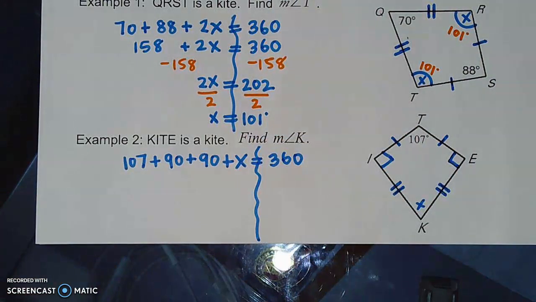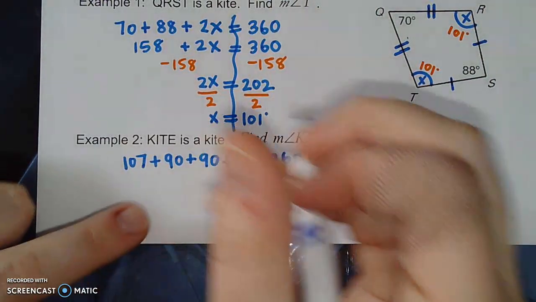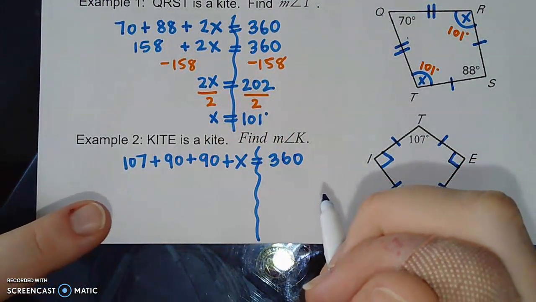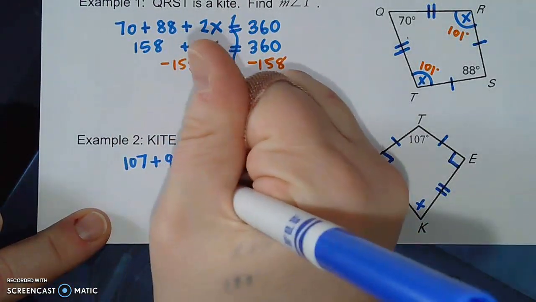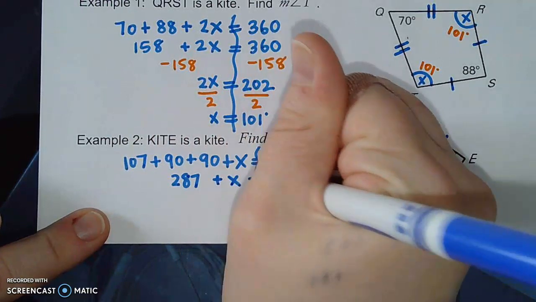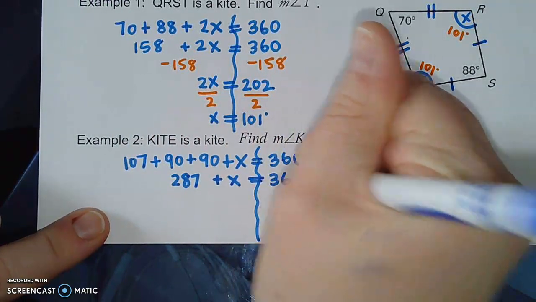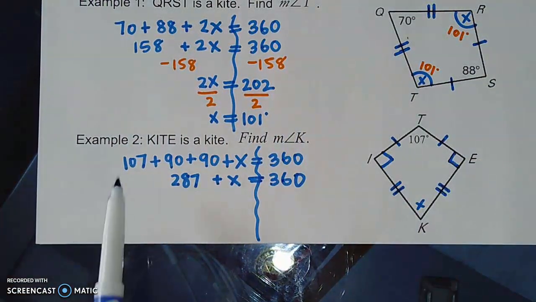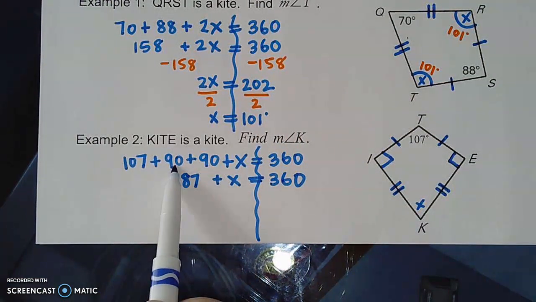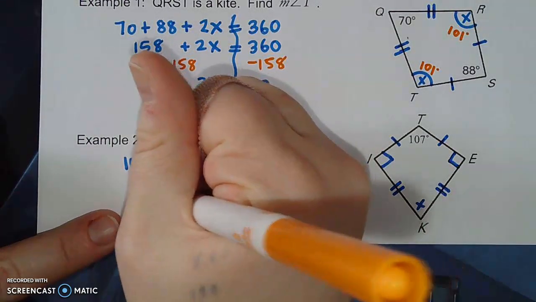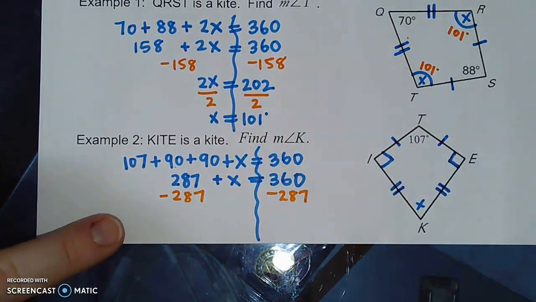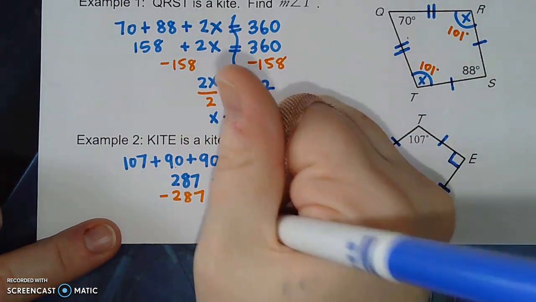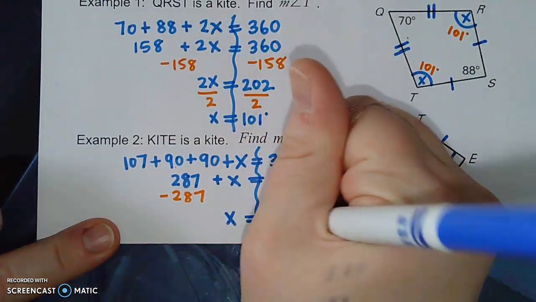I don't have a ton of room on the bottom of this page, but actually, looking at this, we're not going to need that many steps. I was nervous that I wasn't going to have enough space, but there's really only 2 steps. The first step is I added my like terms. 107 plus 90 plus 90 is 287. I'm going to subtract 287 on both sides, and that's going to give me x equals 73.